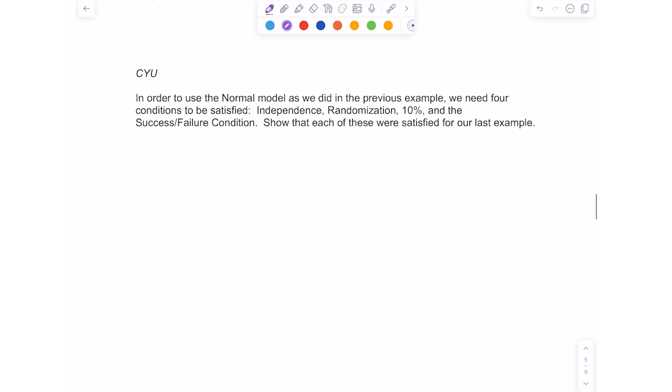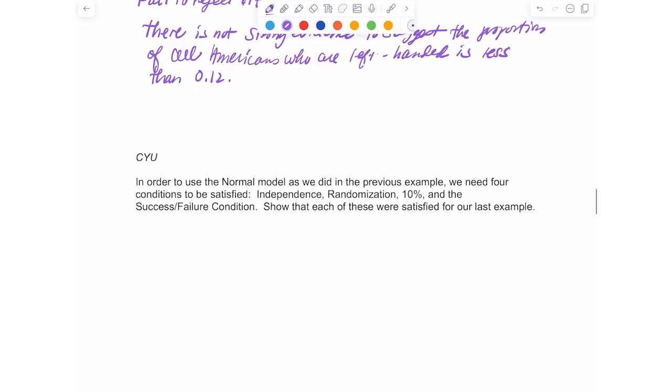Okay, please pause the video and you can try this problem on your own. So in order to use the normal model, which we did in the previous example, you need to check your conditions. Remember, those are the independence assumption, which we check by doing randomization and the 10% rule. And then also you're checking the sample size assumption, which we check by looking at the success-failure condition. So you want to show that each of those were satisfied in our last example.